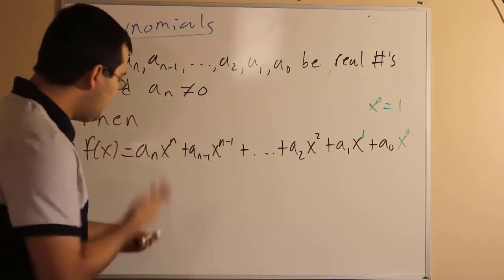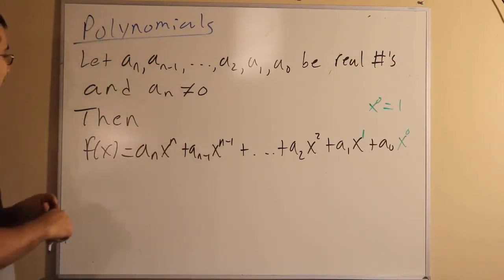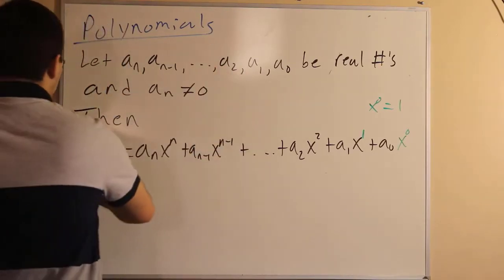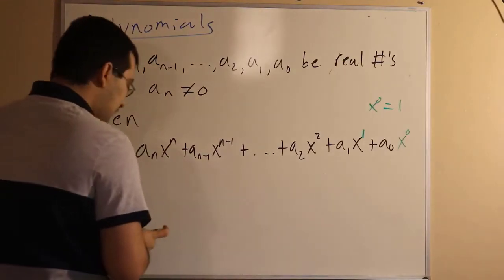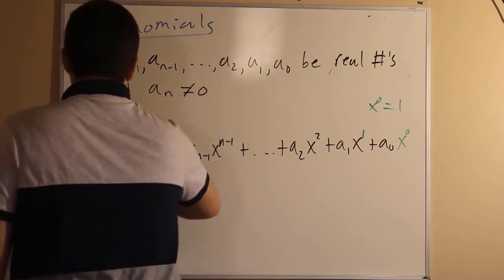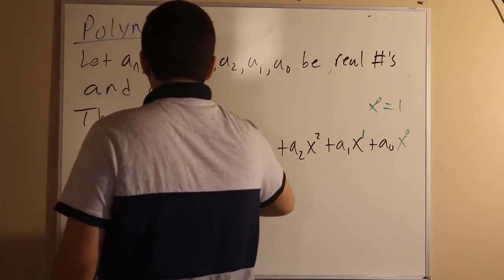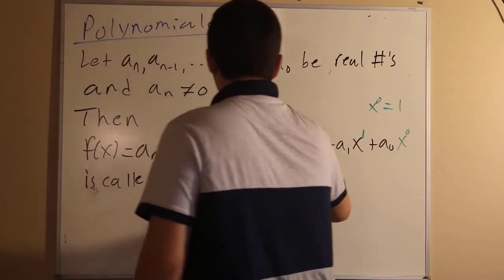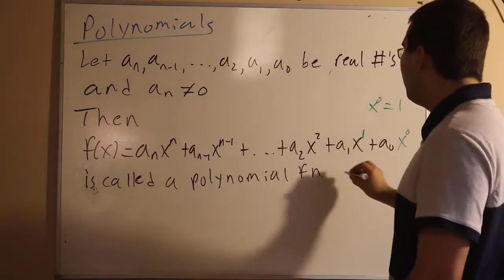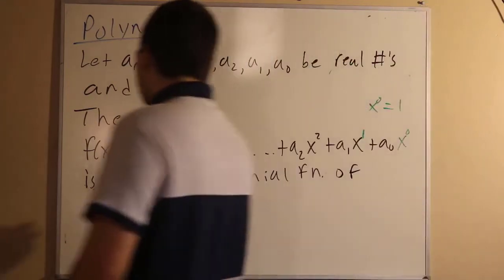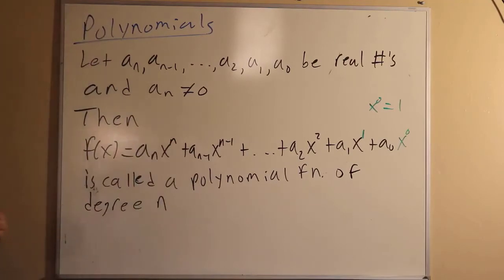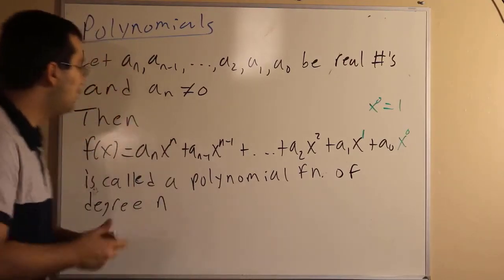And this is what it means to be a polynomial, right? So if f is defined this way, then we get to say that f is called a polynomial function, and here's the important part. We get to call f a polynomial function of degree n.